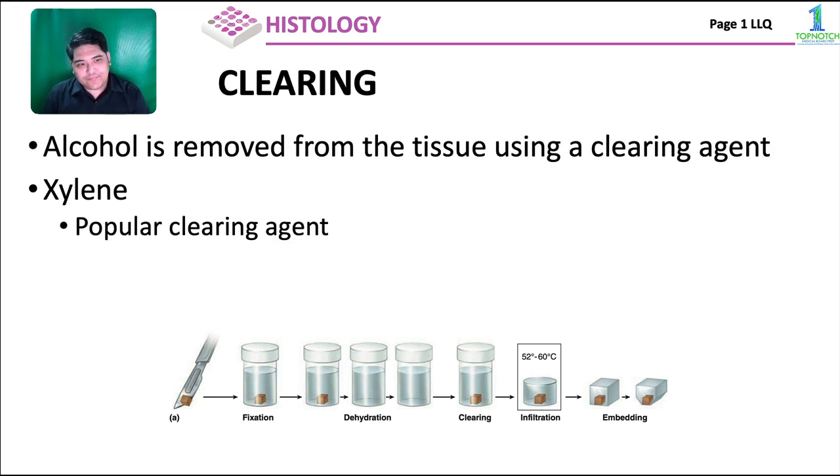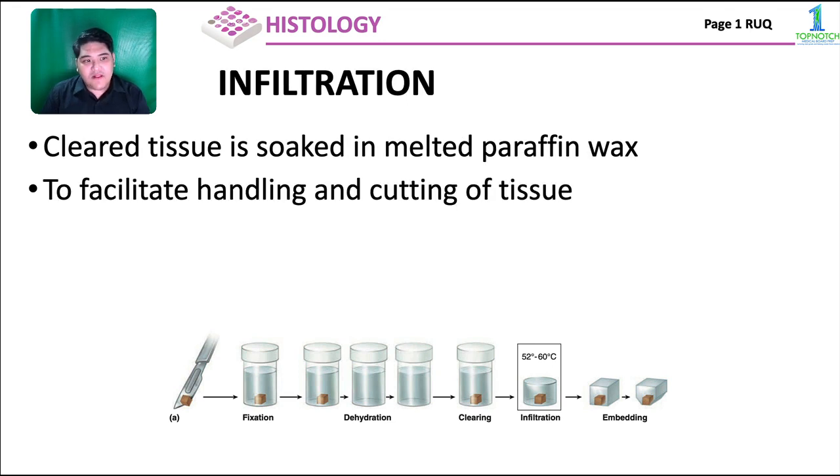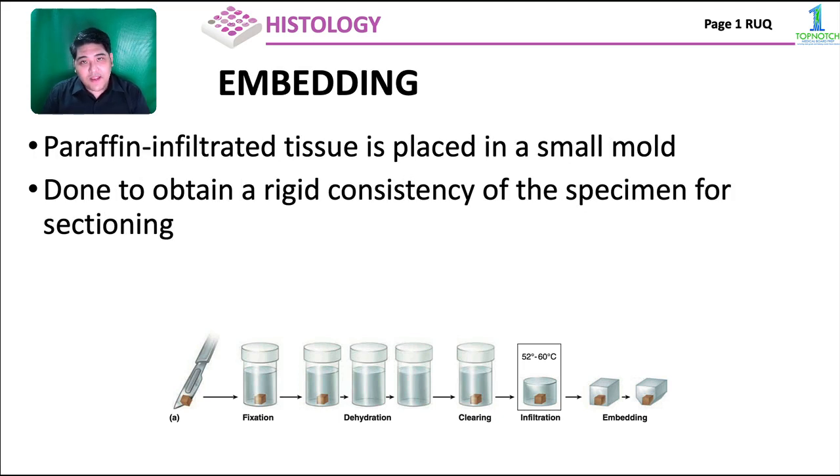Next is your clearing. Clearing naman, you are removing your alcohol from the tissue using a clearing agent. What is the most popular clearing agent? It's your xylene. Xylene for clearing. Okay? And then we have infiltration. You will now soak the piece of organ in melted paraffin wax. Patitigasin siya para ma-facilitate ang handling and preparation for cutting sa microtome. Now, embedding naman, okay, we will embed the paraffin-infiltrated tissue in a small mold. And then, ready for sectioning in a microtome.